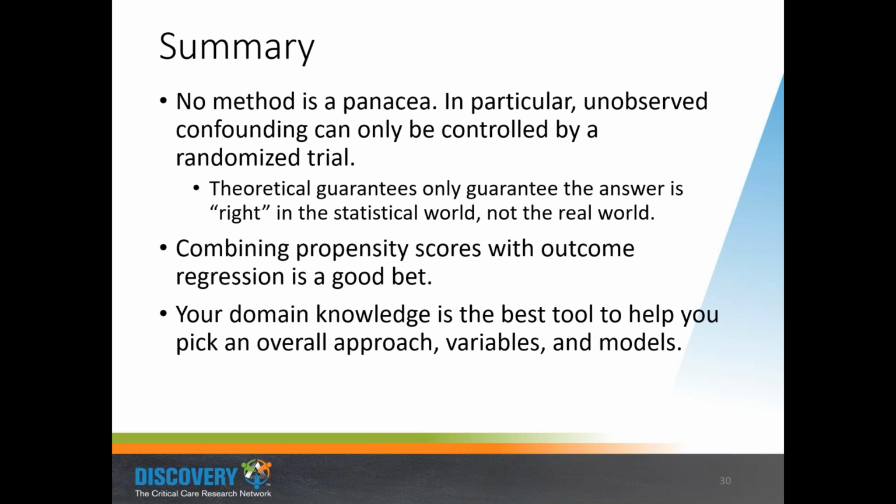Another overall point that I hope you come away with is that combining propensity scores with an outcome regression is typically a good bet. So even if one of those things is wrong, you can protect yourself by doing them both at the same time.